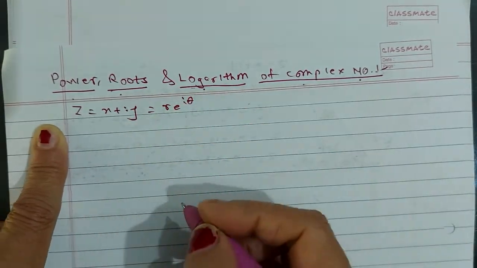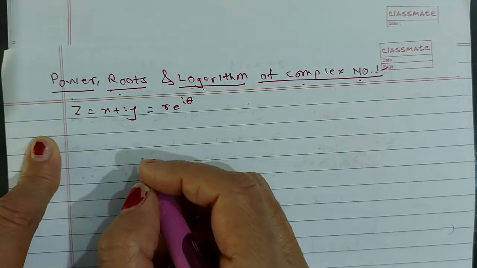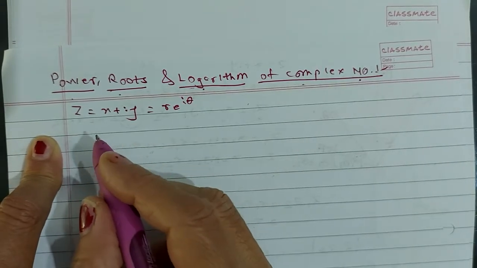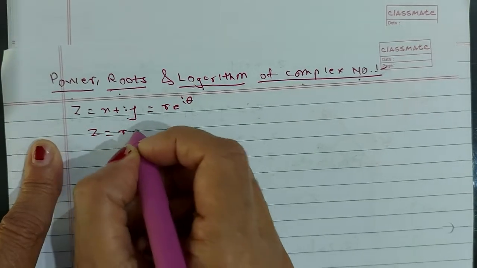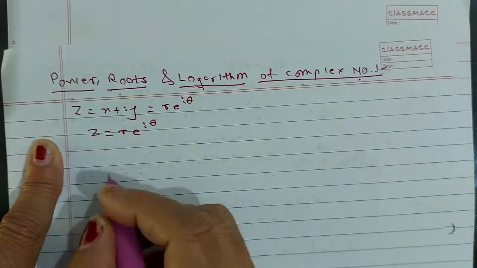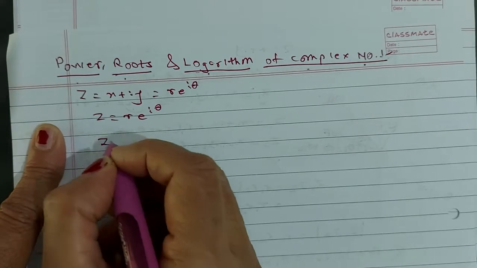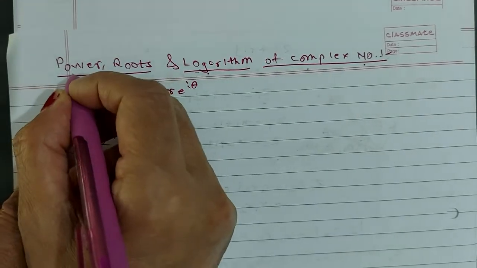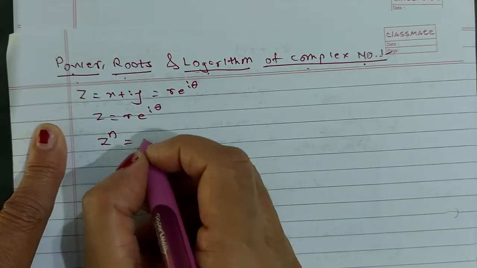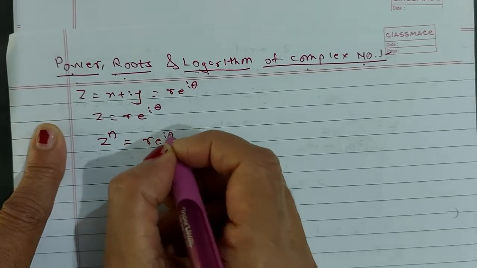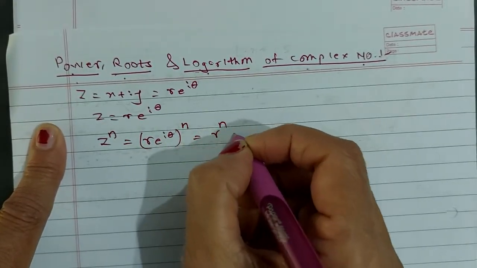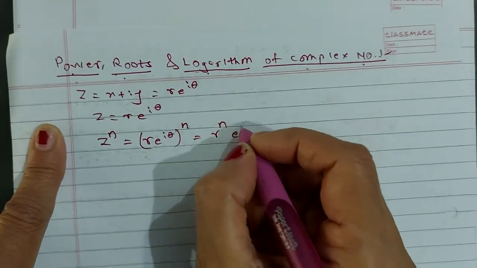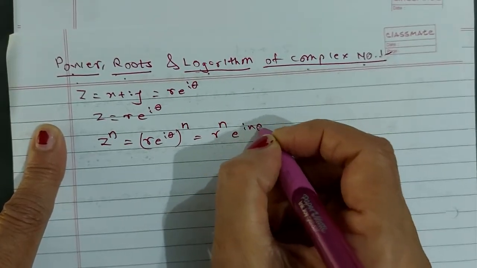These two forms we have seen. Now suppose I say that the exponential form is z = r e^(iθ). I'll use this to study powers. Suppose now z to the power n. z^n should be how much? (r e^(iθ))^n, which means r^n e^(inθ).